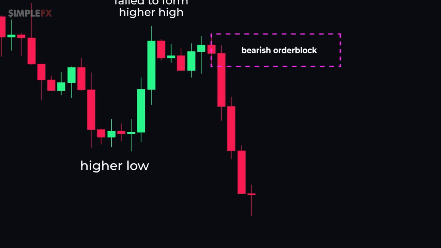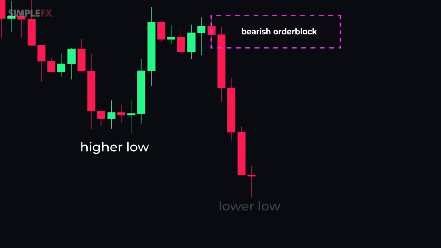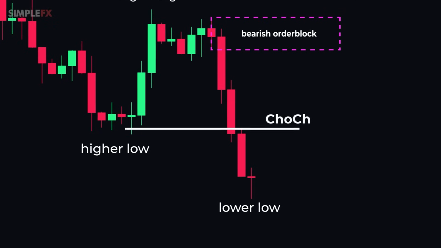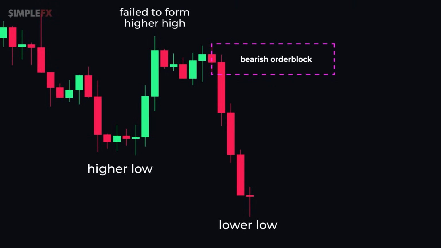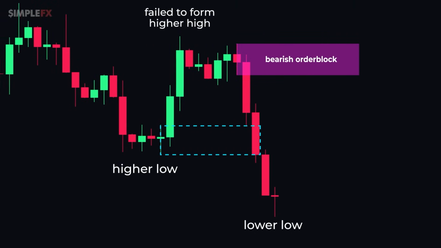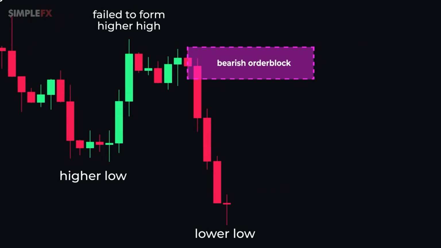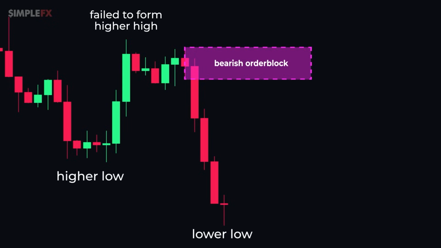Then, the price breaks the previous lows of the structure, forming lower lows. Since it made lower lows during this uptrend, it counts as a change of character, and the market structure has now shifted to a downtrend. So we'll focus on the latest order block that aligns with the current trend, which is this bearish order block. The previous bullish order block isn't valid because the price didn't form higher highs. However, this bearish one is valid because it resulted in a change of character.